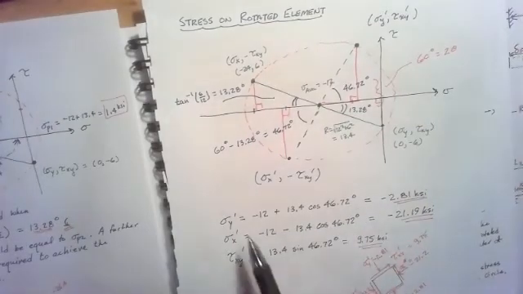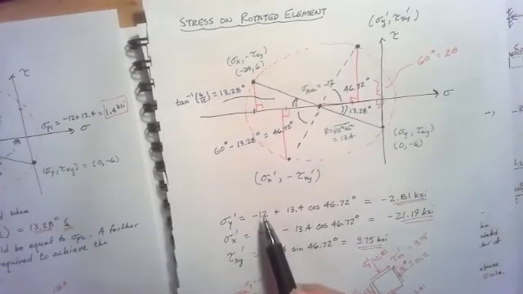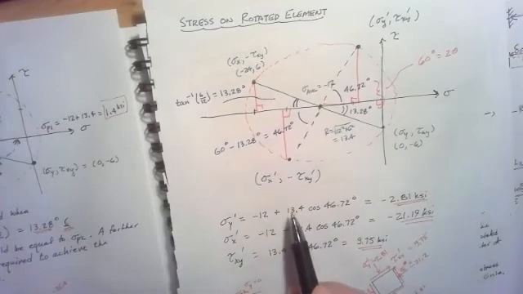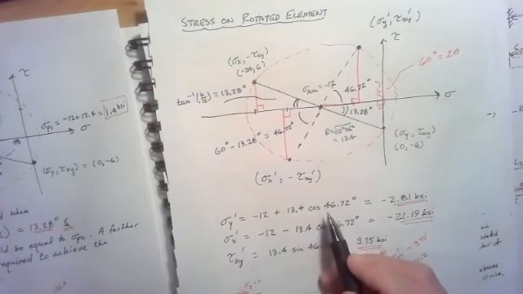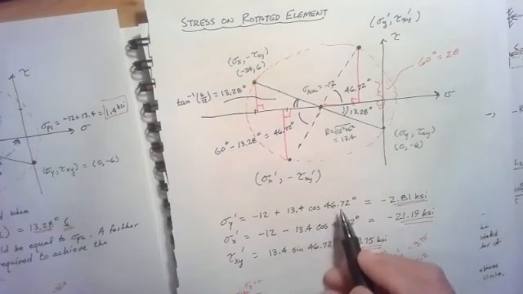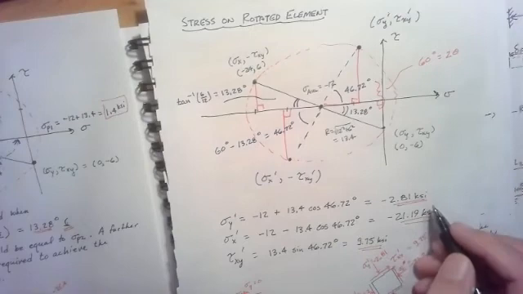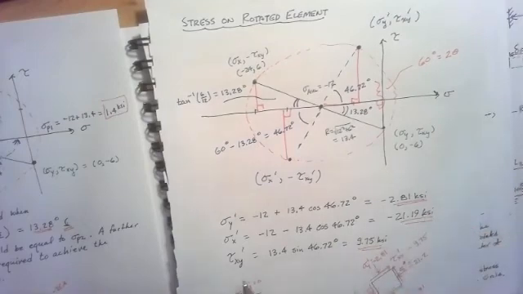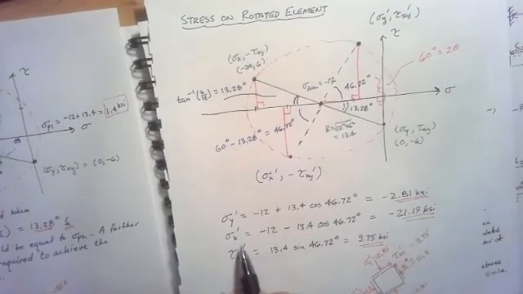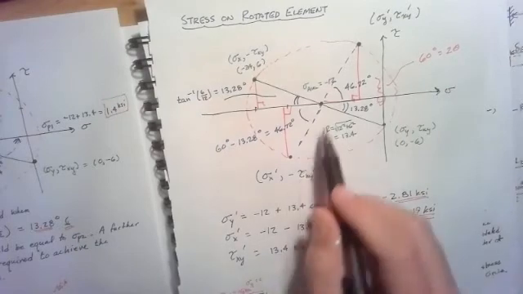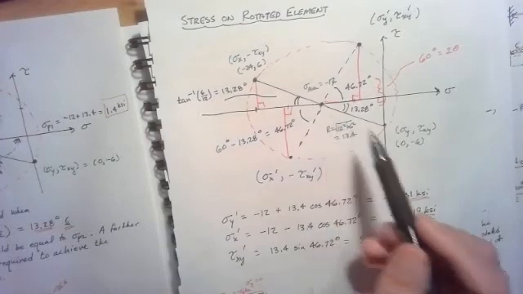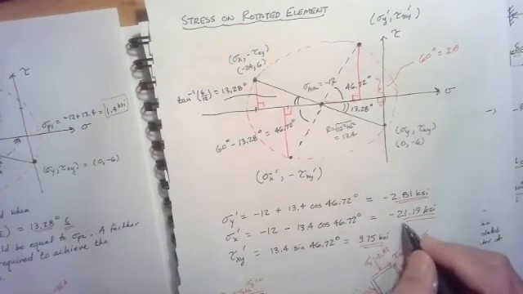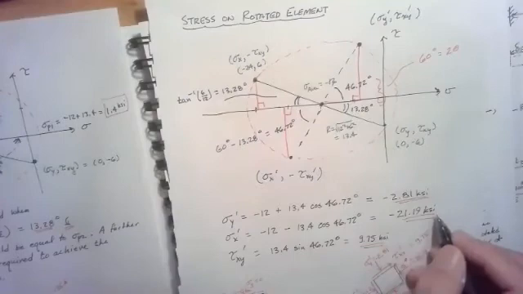So when I do that, I find that sigma y prime is equal to -12 plus 13.4 cosine of 46.72 degrees, and that gives me -2.81 KSI for sigma y prime. Sigma x prime would be -12 minus 13.4 times cosine of 46.72 degrees, and that would be -21.19 KSI.